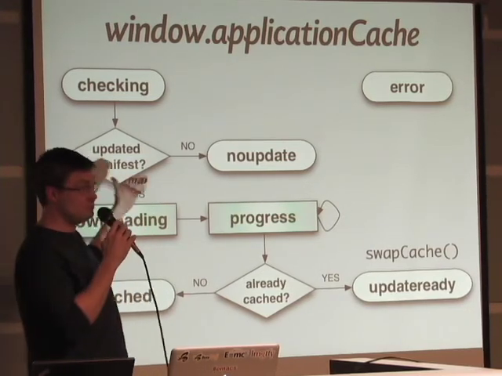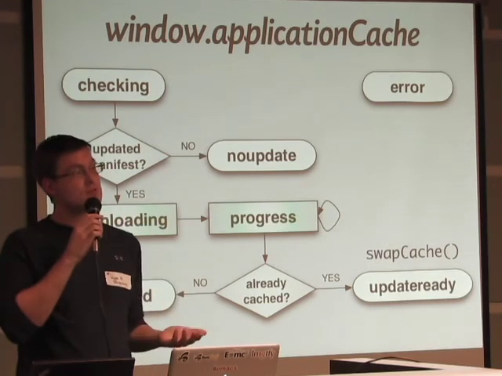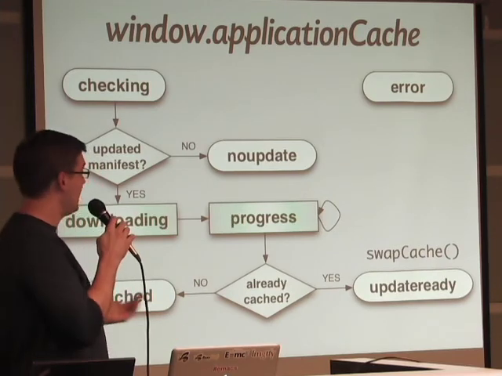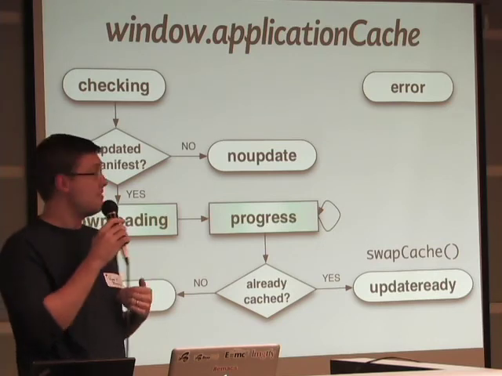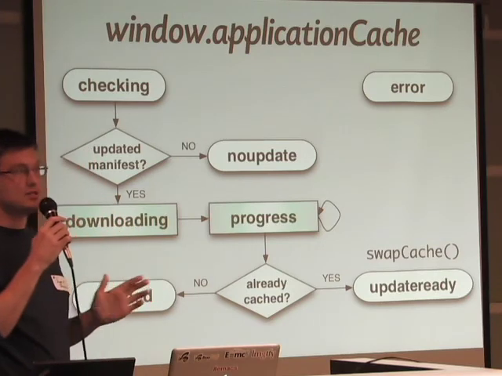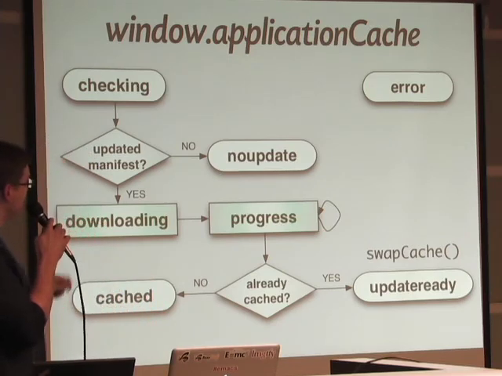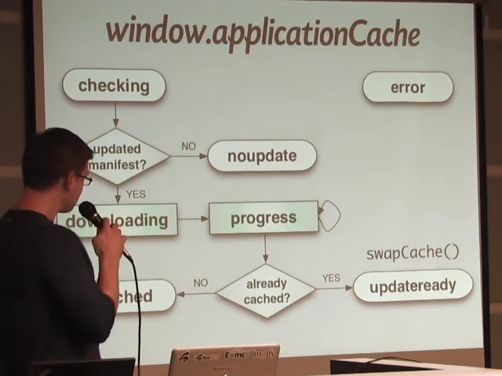If it's a no, it fires the no update event. We now know that the browser recognized this application from a previous visit, and it will fire the no update event to signal to us that we don't need to take any action. It's cached, we're going to serve the cached files, we're done, great. Now let's say the manifest is updated. It's changed, we've changed that date at the top.